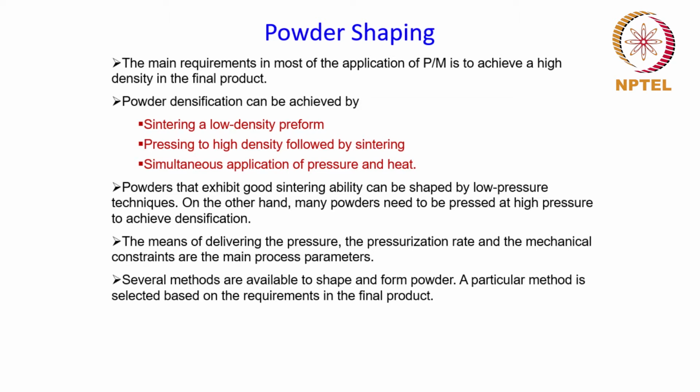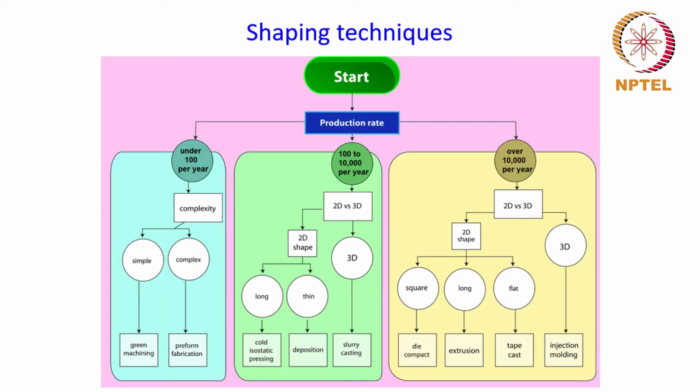And the means of delivering the pressure, the pressurization rate and the mechanical constraints are the main process parameters in the process of shaping the powder. And there are several methods available to shape and form the powder, and a particular method is selected based on the requirements in the final product. So let us see what kind of methods are available and what factors are taken into consideration to select a particular shaping process. So this is a diagram which shows the same.